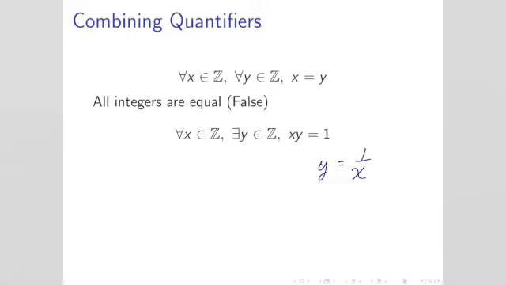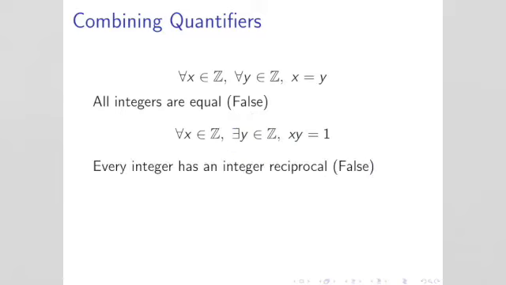But y is supposed to be an integer, and the problem is that this is not always, but not usually, an integer. So this is a false statement. Every integer has an integer reciprocal. That's false.